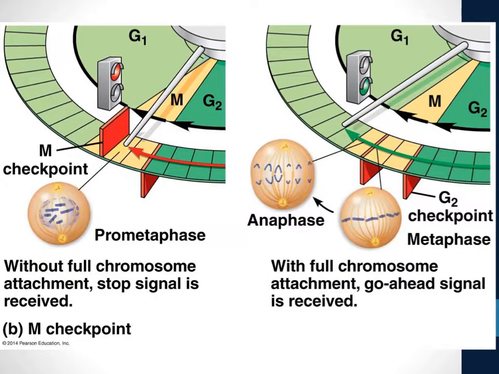So now let's take a look at another checkpoint here. We also have another checkpoint that's basically in the middle of mitosis. And what happens here is, if the spindle fibers are fully and properly attached to the kinetochores on the centromere of the chromosomes here, then proteins will be produced that will allow the cell to pass this checkpoint. However, if chromosomes are not correctly attached, then the cell will fail to pass this checkpoint and its progress will basically stop there.